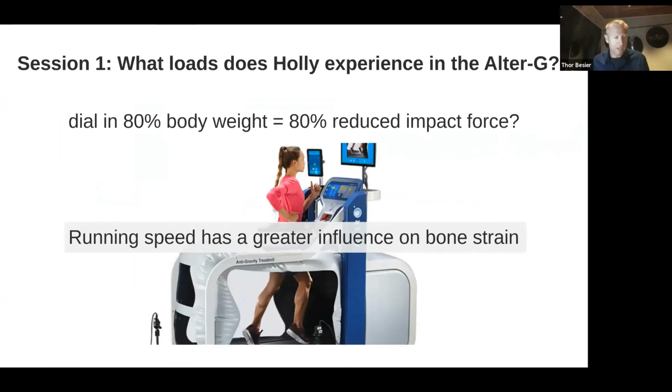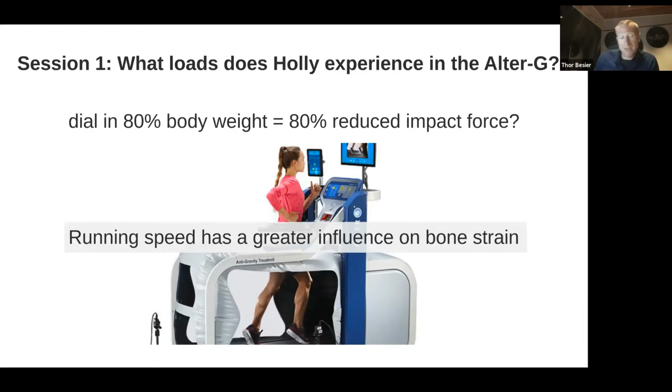Now, at the time they had an AlterG treadmill, and so the cool thing about the AlterG treadmill is you can dial in a change in the offloading, if you like, and say, I want to run at 80% of my body weight. So you can dial this in, the treadmill pushes you off the ground, and you can run at reduced gravitational loading. What's actually really important here, though, is that the accelerations and the impact that you receive on the ground are not necessarily linearly related to what you dial in on the AlterG.